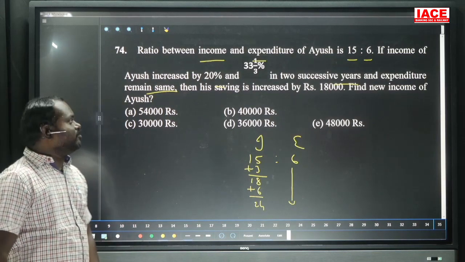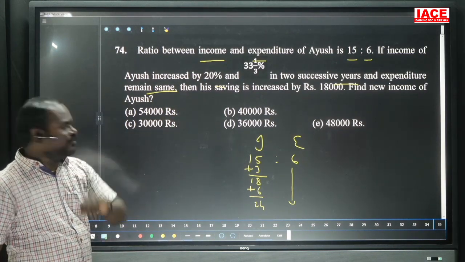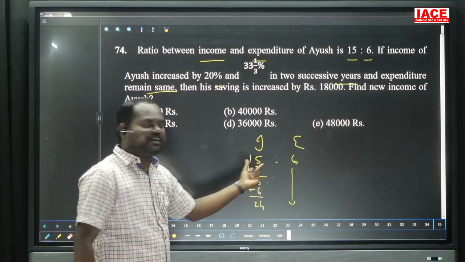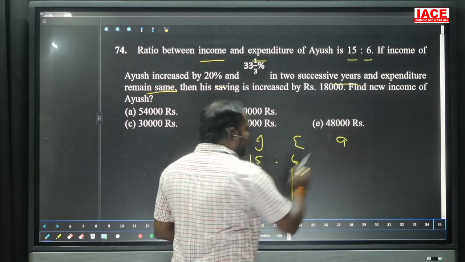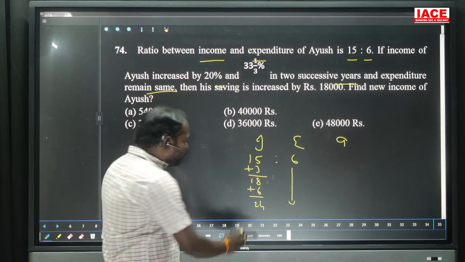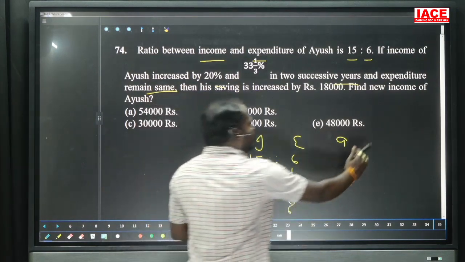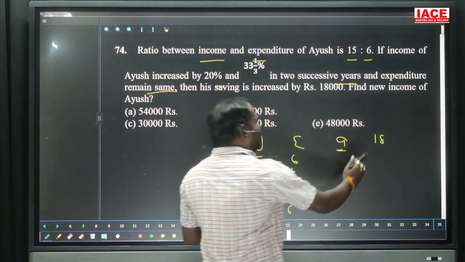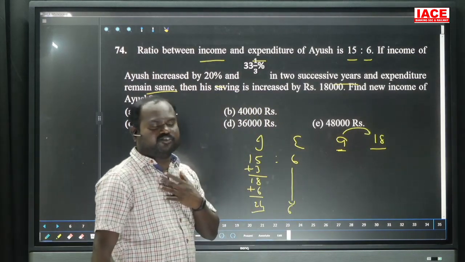Now the question is asking about savings. Saving is increasing by 18,000. Initially, what is the saving? Income was 15, expenditure 6. What is the saving? 15 minus 6 is 9. Initial saving is 9. Now the saving is how much? 24 was income, expenditure 6, 24 minus 6 is 18. So initial saving is 9, now saving is 18. And how much extra? 9, as per our assumption, 9 extra.